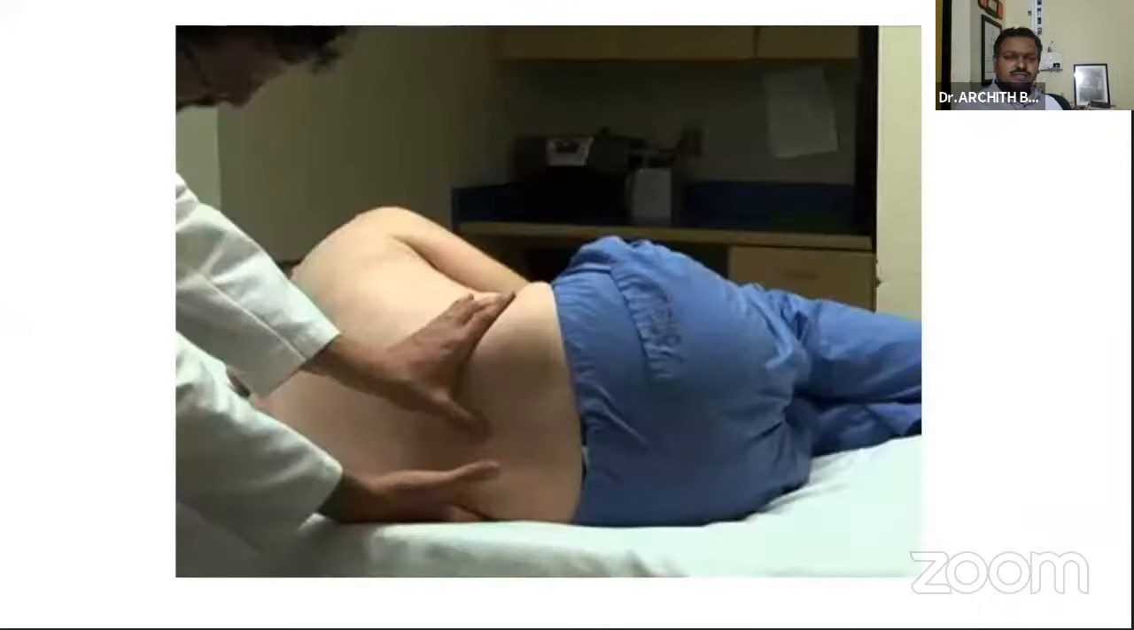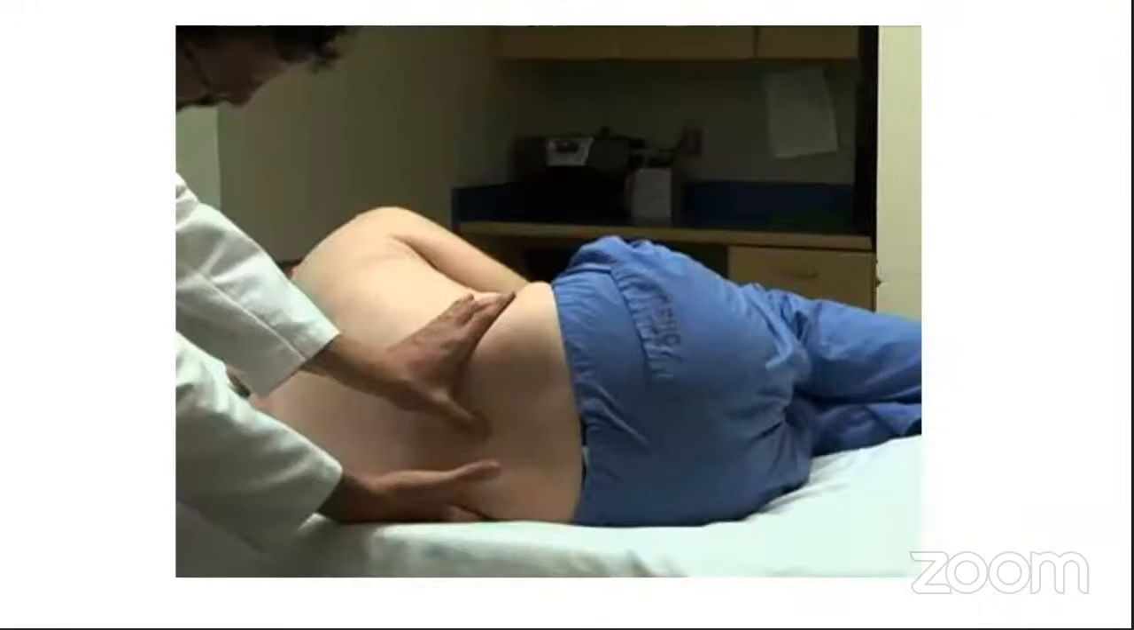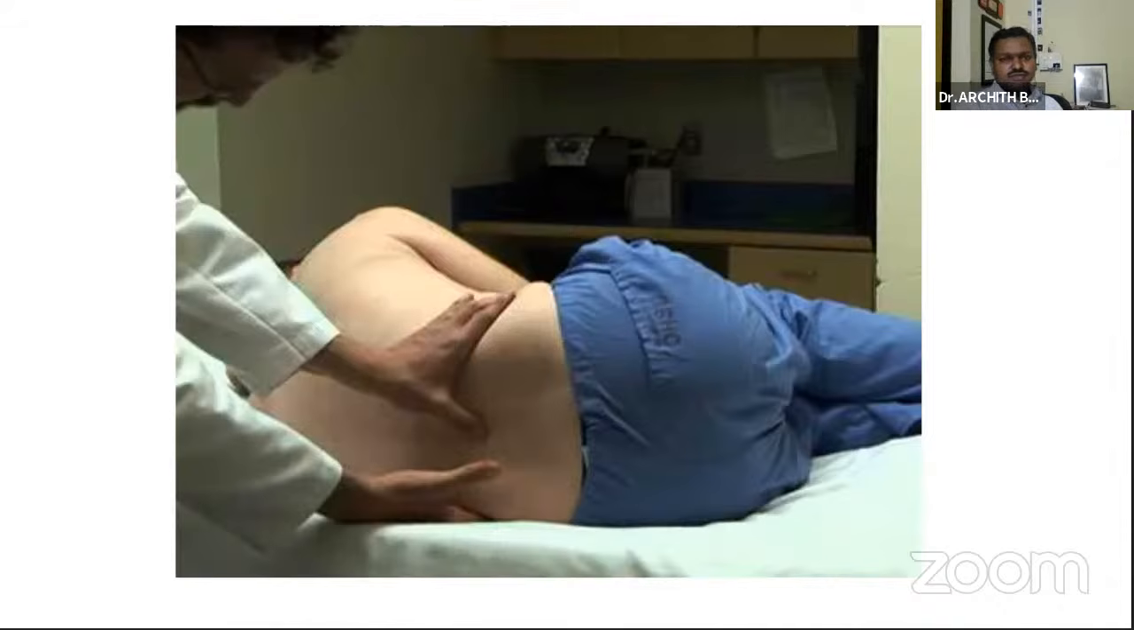What's the site of lumbar puncture? Between L3 and L4. Okay, anything below L2? L2 is where the spinal cord ends. So below L2, ideally you do it at L3, L4. That's where you can do it, and you can do it from L2-L3 down to L3-L4. So you should know how to identify the site, or if you have done the procedure also.